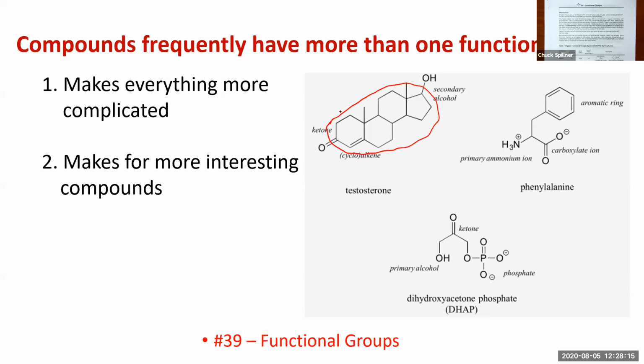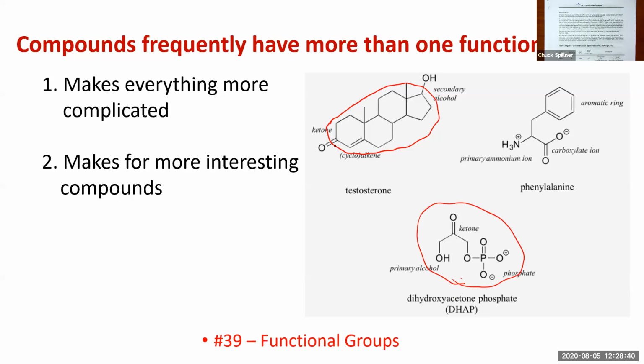Phenylalanine here, that's an amino acid. There are 20 important amino acids in our bodies, and in most biological systems there are 20 amino acids. And then down here, we have a compound called dihydroxyacetone phosphate, which is an intermediate compound in the metabolism of glucose. So let's look at these.